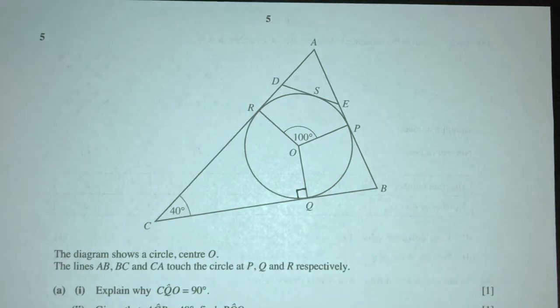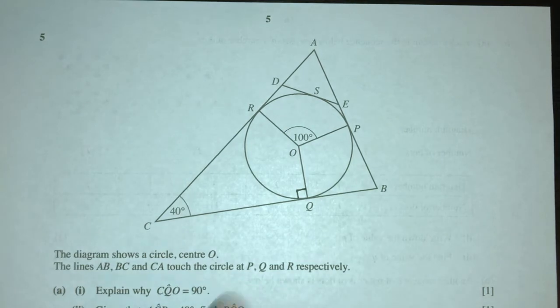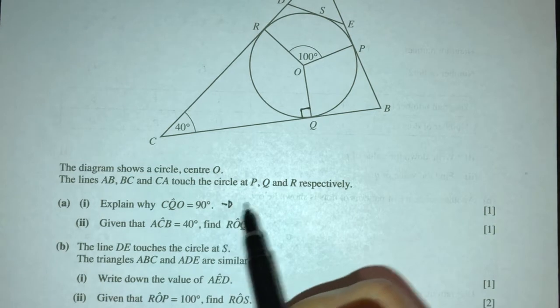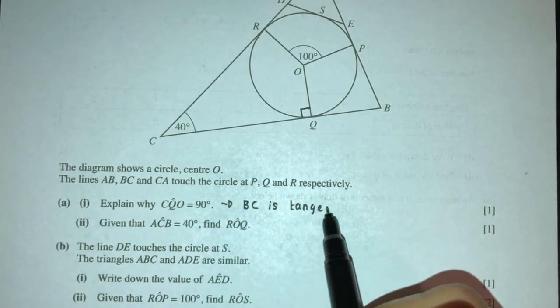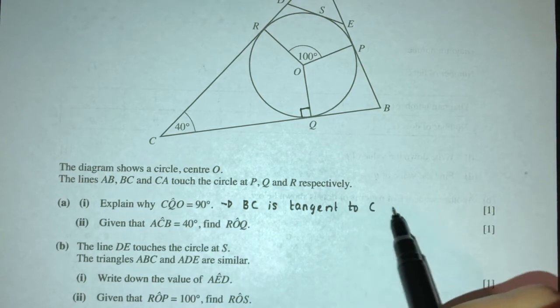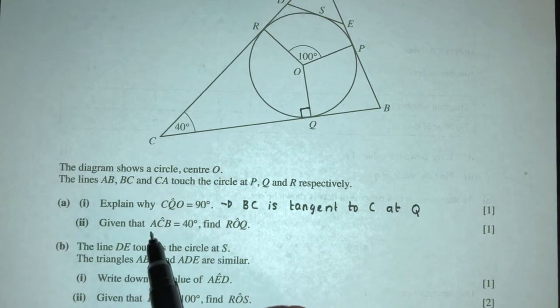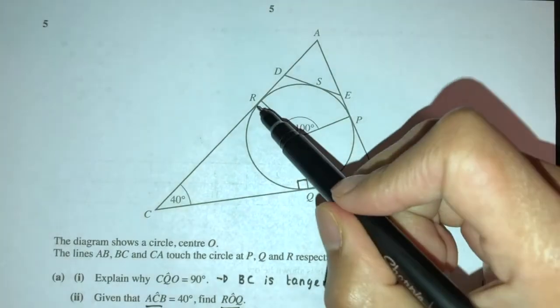So there are many explanations. Let's see what we can tell them. Because as you can see, it said the line BC touches at Q. The reason why is because BC is tangent to the circle at Q. That's why it should be 90 degrees. Now part 2, given that ACB is 40, find ROQ. So this one is also tangent.